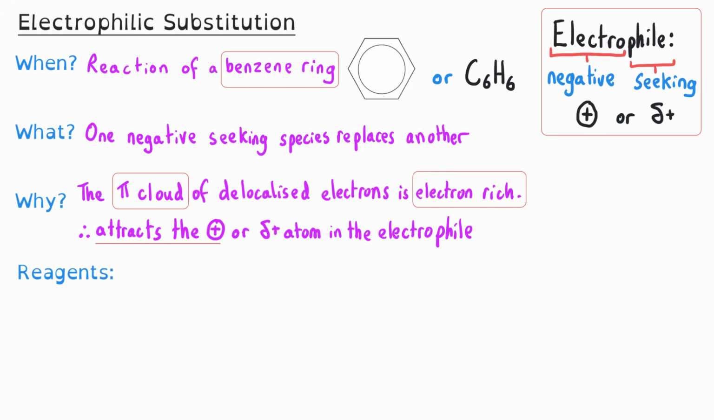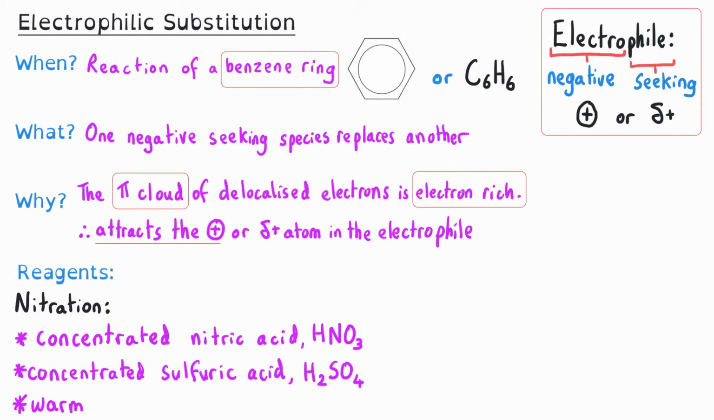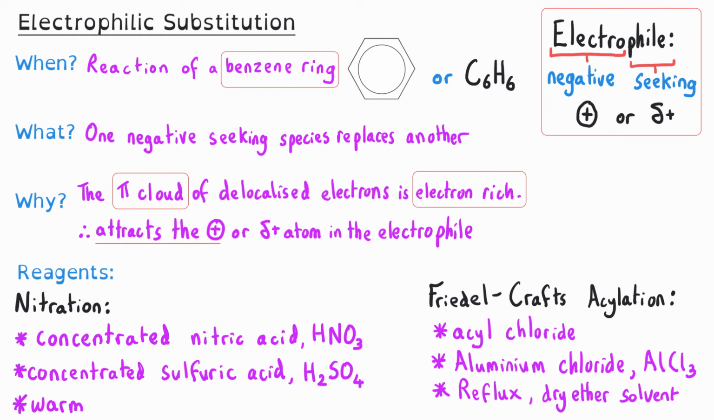There are two types of electrophilic substitution mechanism that you need to know about. There is nitration, which involves concentrated nitric acid, HNO3, as our source of our electrophile, and it involves a concentrated sulfuric acid catalyst. There's also Friedel Crafts Acylation, and the electrophile comes from an acyl chloride, and we use an aluminium chloride catalyst. This reaction is very slow at room temperature, so we need to do this under reflux in the presence of a dry ether solvent. There are other choices, but it's really important that we have a non-aqueous solvent.